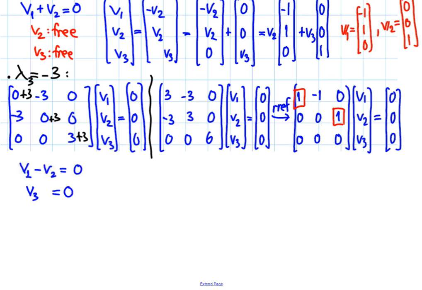Now again, we have the 1 on the first column, so V1 is not free. V3 is not free. There's no 0 here, so that one is free. So V2 is free.